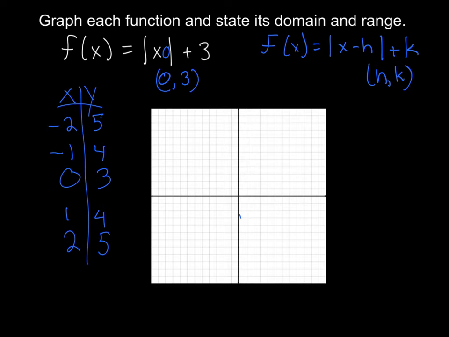So now we can plot these points. If x is negative 2, y is 5. And if x is negative 1, y is 4, 0, 3, 1, 4, 2, 5. And it's going to keep on going with that pattern. Notice it makes a V. All of these absolute values will make a V. And our vertex is this point right here where the direction of the line changes. And this is a type of piecewise function because it has 2 pieces. It has 2 lines, or rays actually, joining together at a point.